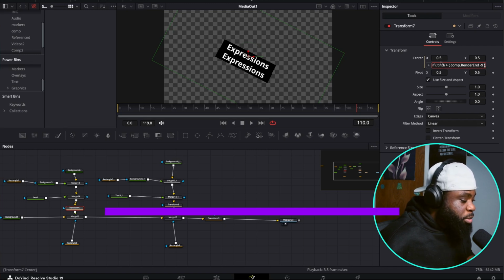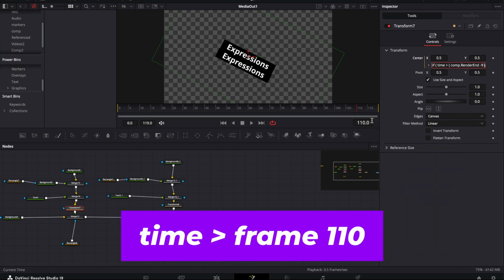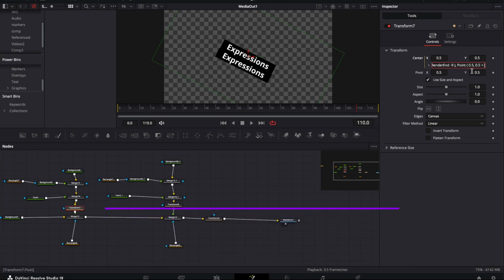So if time is more than frame 110, then 0.5, 0.5 plus time minus... Now we could also plug in that 110 here. Okay, comp.RenderEnd -9. So that's how we got those numbers. That's why we use comp.RenderEnd instead of using 110. We could have used 110 here.